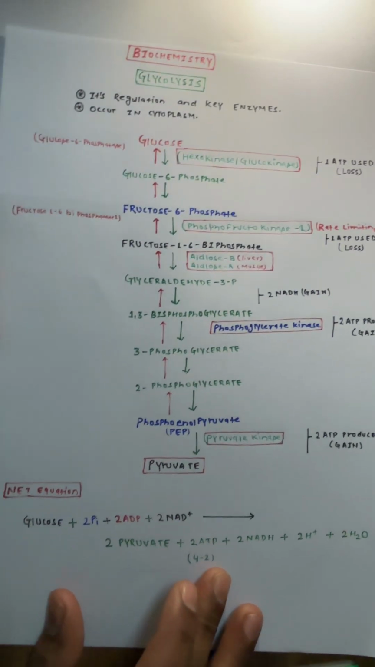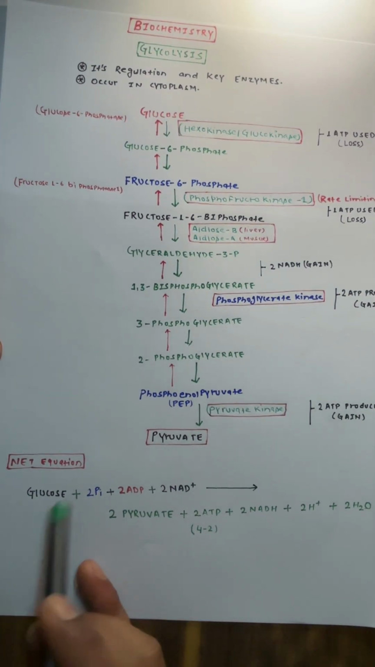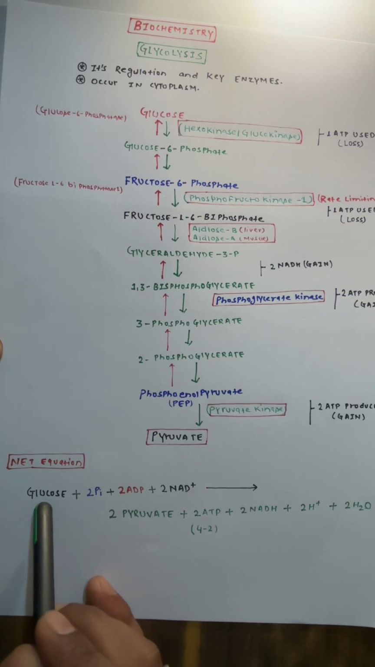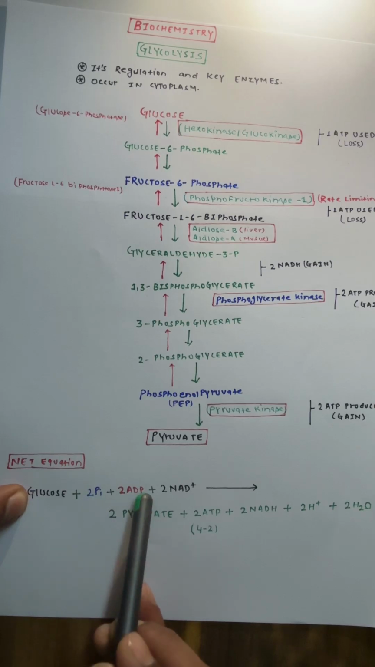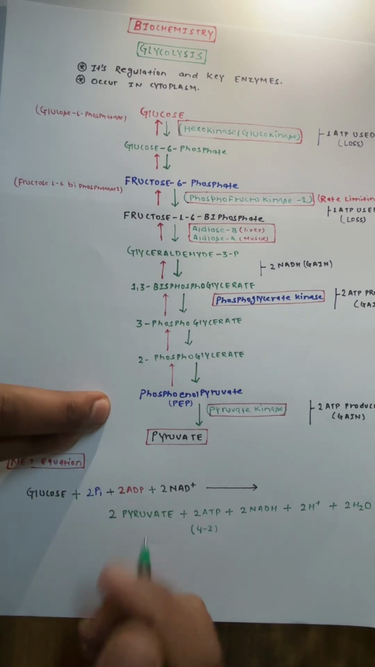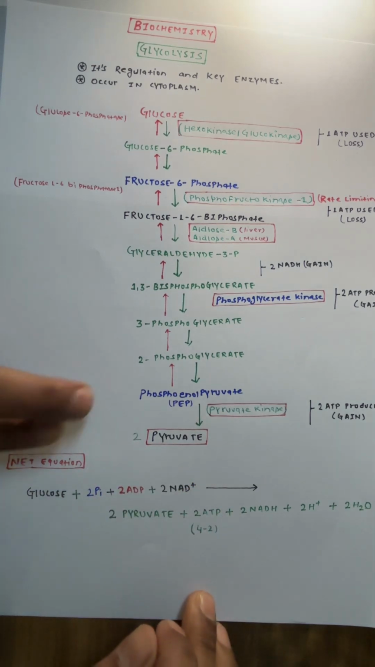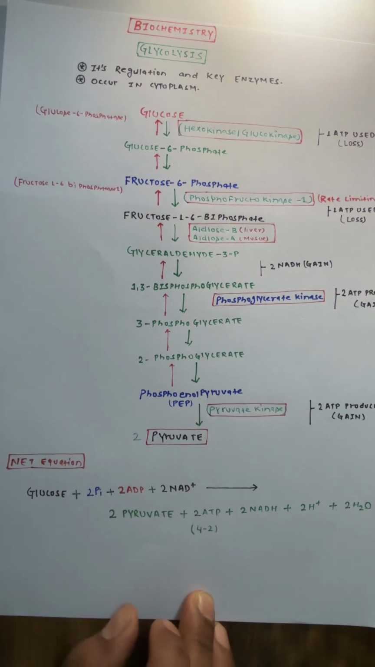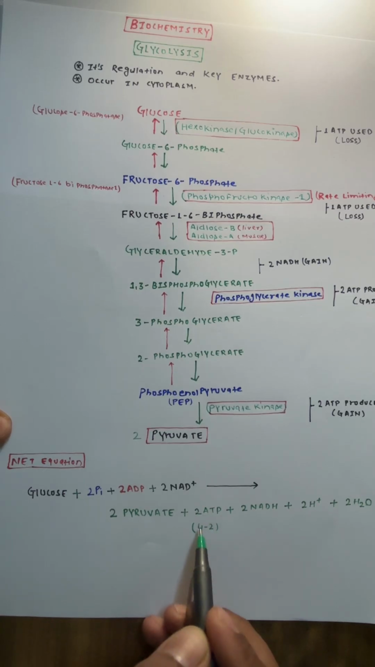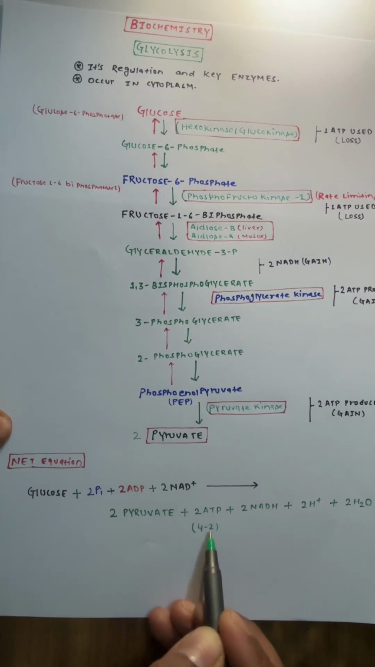Now we'll see the net equation. While talking about the net equation, we use one molecule of glucose and 2 ATP to produce two pyruvate molecules. So from one glucose we'll get two pyruvate molecules, and we are getting 2 ATP. Why 2 ATP? The total ATP we are getting is 4, but we have lost 2 ATP, so 4 minus 2.